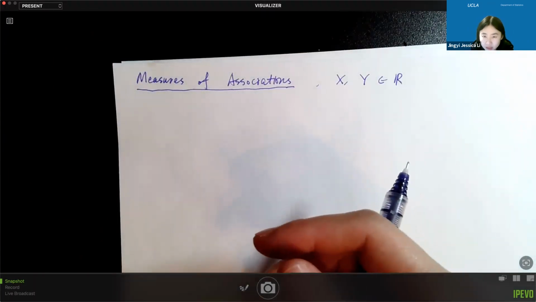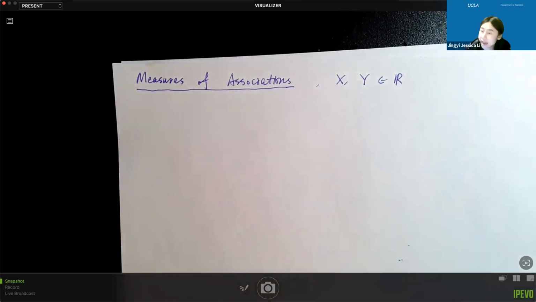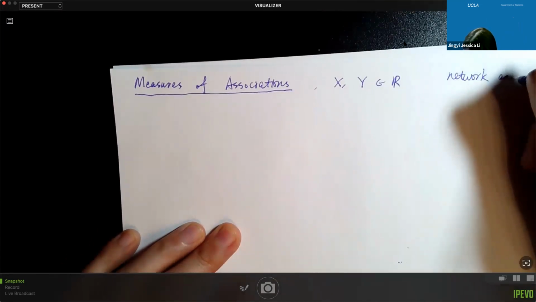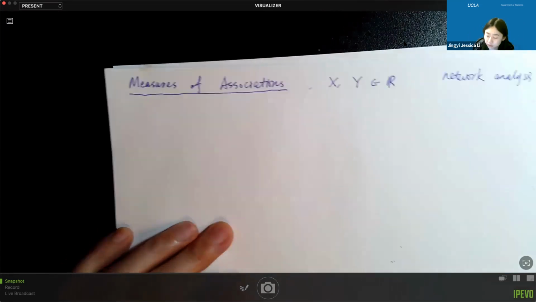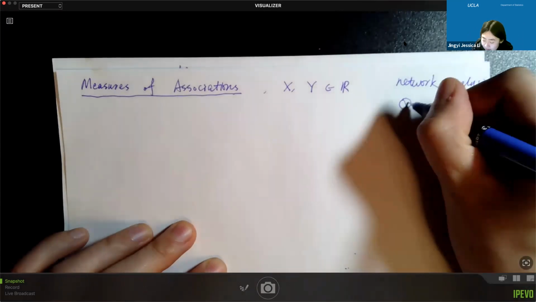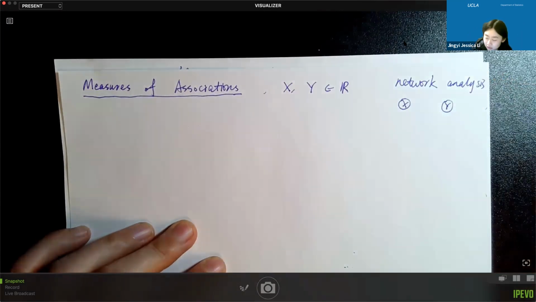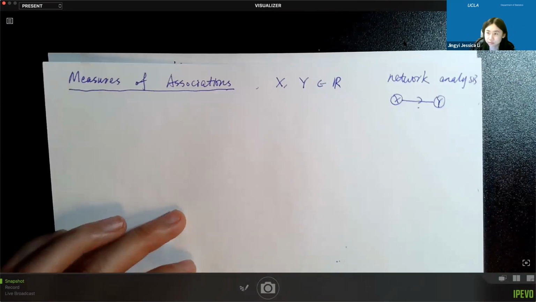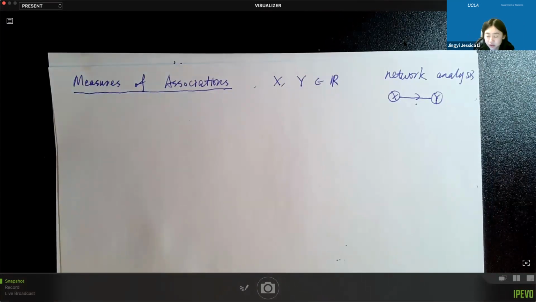And this topic is very useful for network analysis. In network analysis, we often encode our variables, say X and Y, as two nodes. Then we're going to decide whether we want to build an edge between them. That's how we're going to do network construction. If the two variables are strongly associated, we build an edge. Otherwise, we don't. So one common application is what we call gene correlation analysis or gene network analysis.